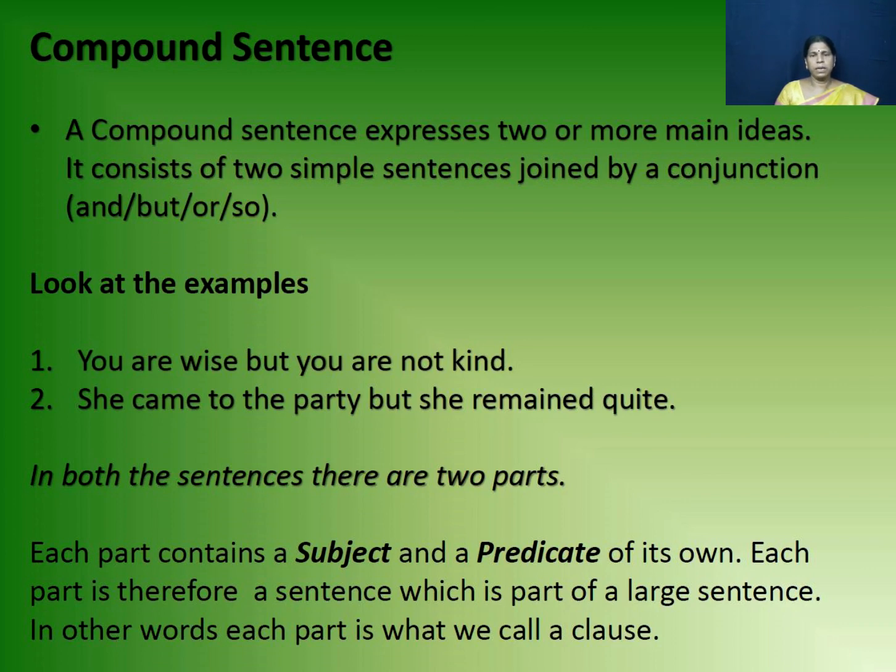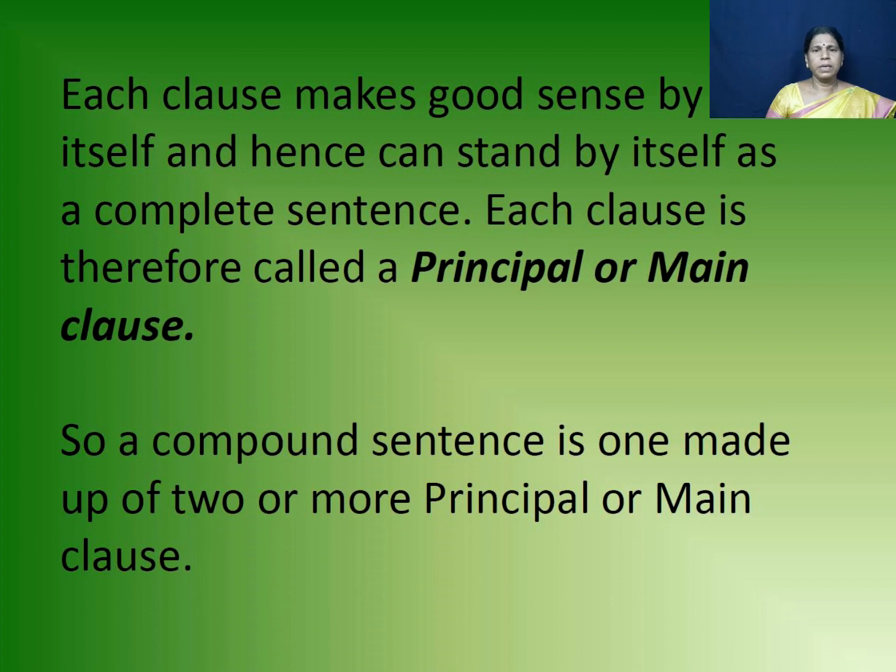In both the sentences, there are two parts. Each part contains a subject and a predicate of its own. Each part is therefore a sentence which is part of a larger sentence. In other words, each part is what we call a clause. Each clause makes good sense by itself and hence can stand by itself as a complete sentence. Each clause is therefore called a principal or main clause.